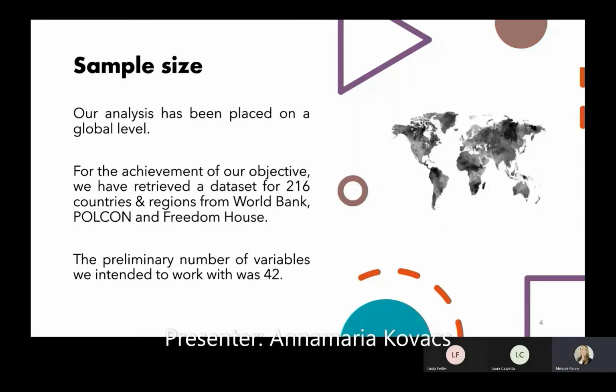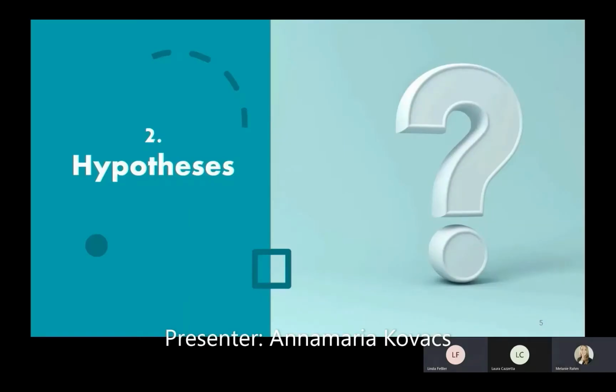We place our analysis on a global level to keep a broader view on our dataset that has been collected for 216 countries and regions from World Bank, Balkan, and Freedom House. In addition, the initial number of variables we intended to work with was 42. Moving on, we identified 3 main hypotheses, which are mainly based on Holmes et al.